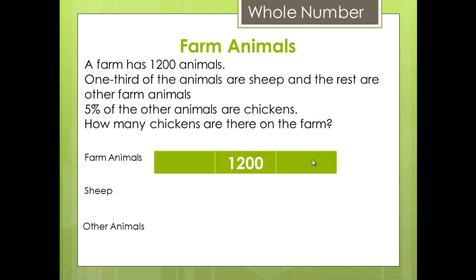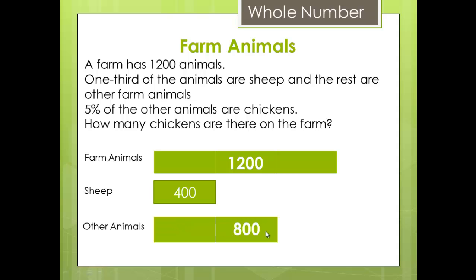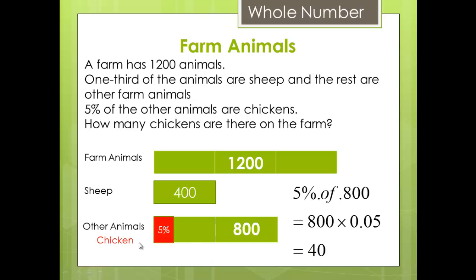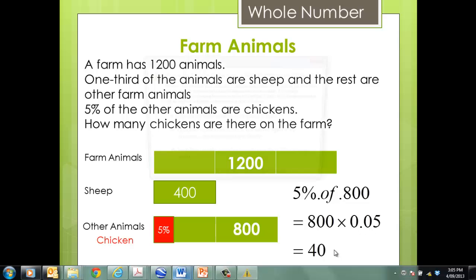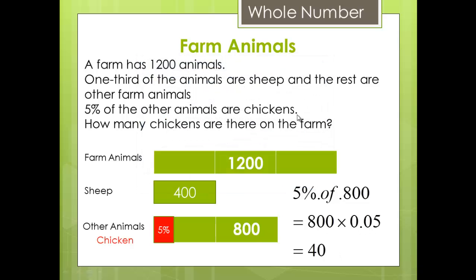So we could represent that there as 1,200, and I've divided it into 3 because we were using 1/3 over here. So 1/3 of the animals are in fact sheep, so that's 400, which means the other animals must be 2/3 or 800, and we know that 5% of those in fact are going to be chickens. So 5% of 800 works out to be 40, so we must have 40 chickens.